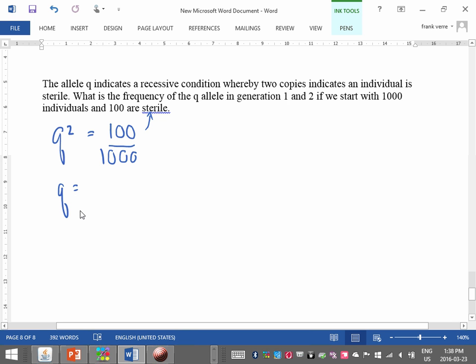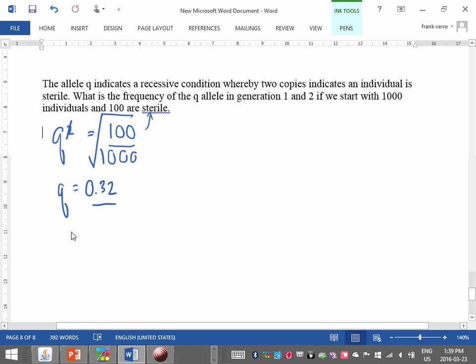So what would Q be in this case? What do you think Q would be? So we do the square root, right? The square root of 100 over 1,000, which is the square root of 0.1, which is like 0.3 something. What is it? I can't remember. 0.3. Sabrina, what is it? 0.316. So I'll just say 0.32.